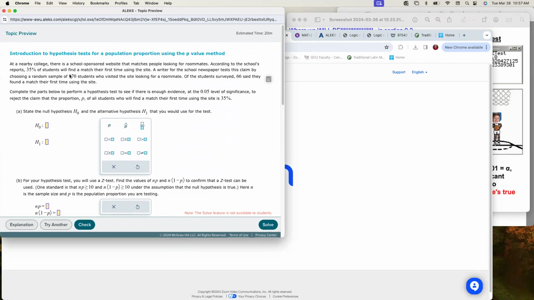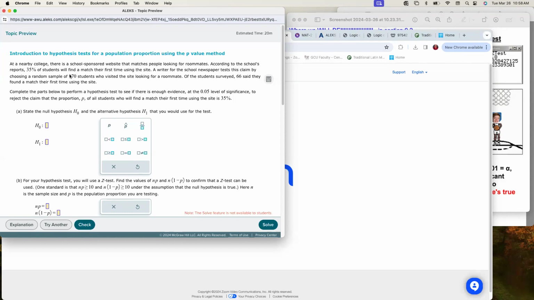But we're saying here that our hypothesized value is that 35% of the students will find a match their first time using this site. And the writer for the paper wants to test this claim. We're going to see if we have some evidence to suggest that this isn't true, or in other words, that it's not 35%.